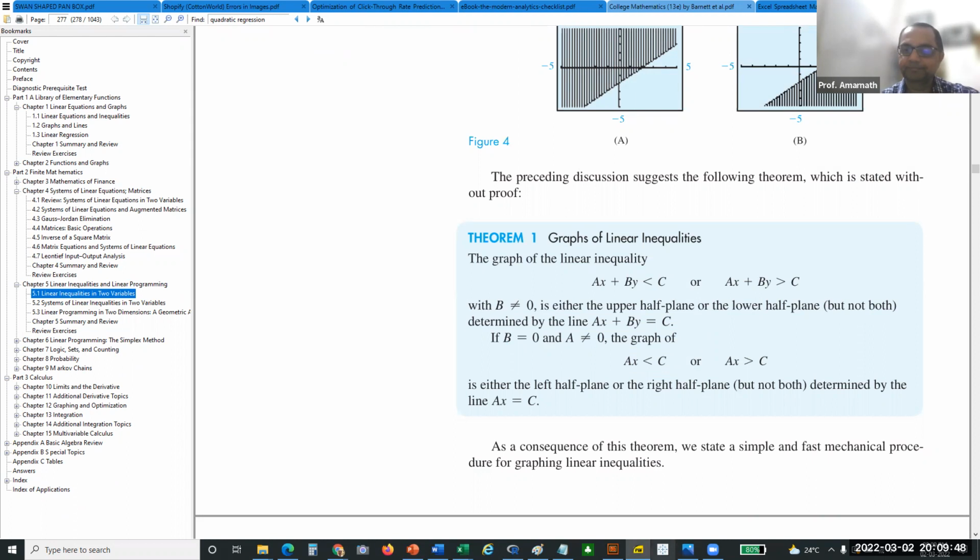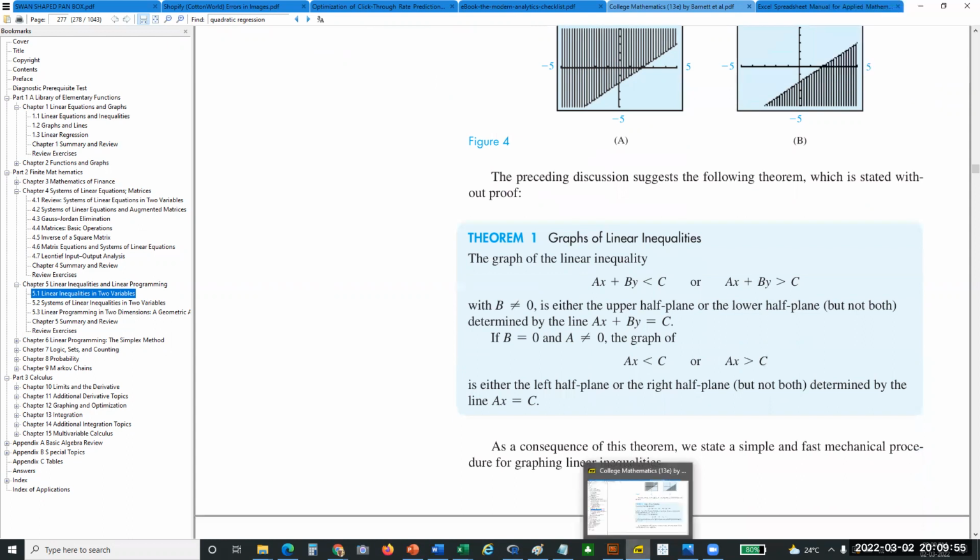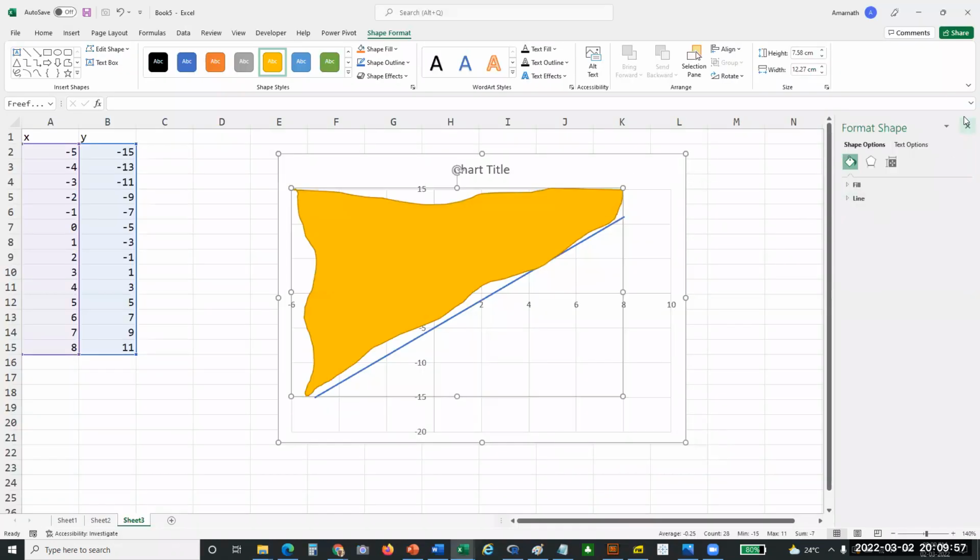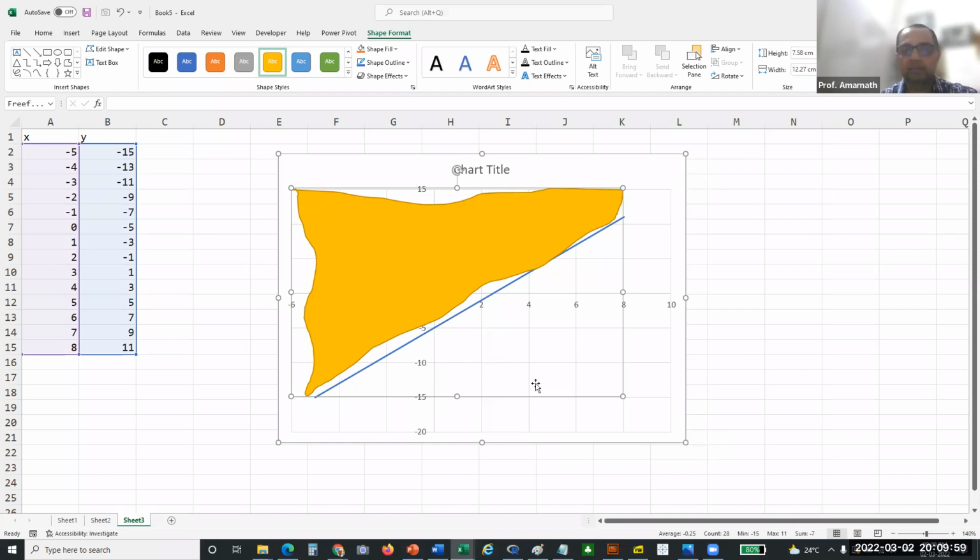That's all. Okay, you please go through this book once more. If you have any doubts, feel free to contact me. Okay. Sure, Professor. Yeah. So this is what we got. So this is for y greater than or equal to 2x minus 5.